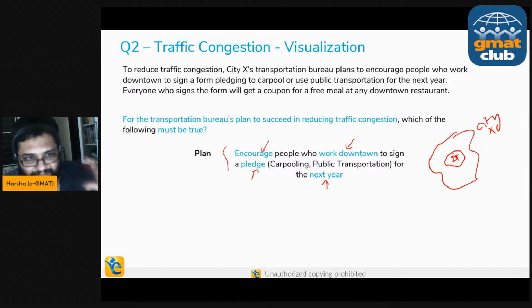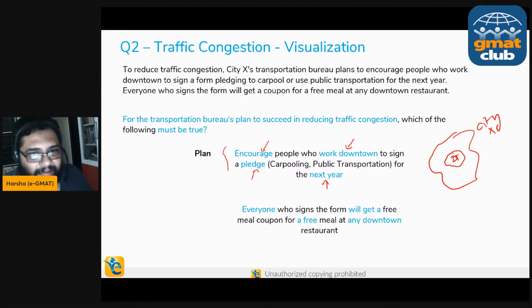Now, here's the thing that I want you to ask yourself. Did you pick up each of these aspects? For example, encourage. I'm just encouraging people. I'm not mandating people. I'm not making it compulsory. That's one point. You're only talking about people who are working downtown. But the entire plan is about reducing the overall city's traffic congestion. It's not about downtown traffic congestion. It's about city level traffic congestion. So why specifically this group of people who are working downtown? Your brain had to think about that.